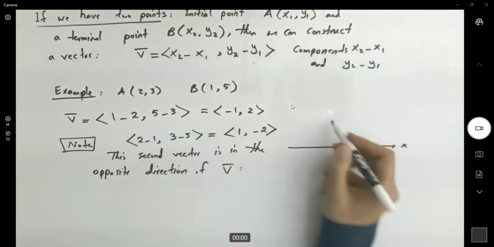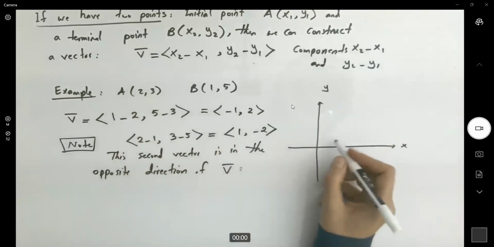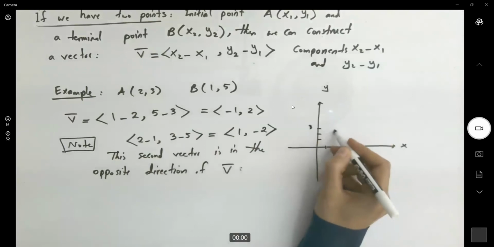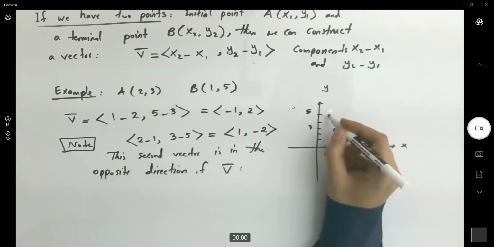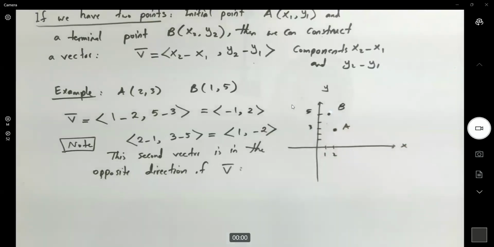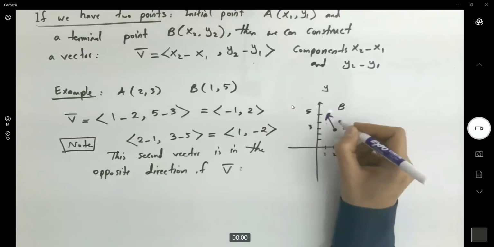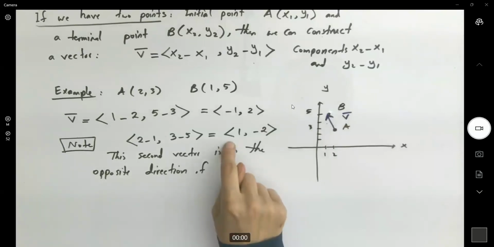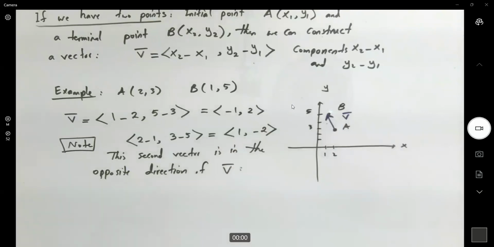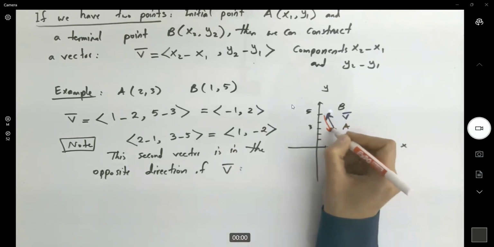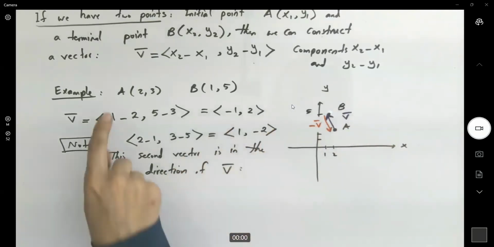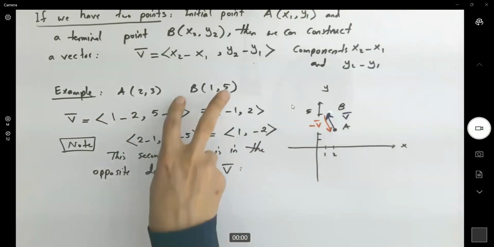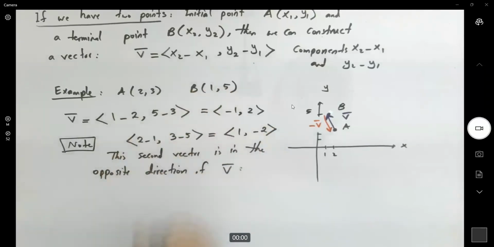Take a look at this. We have x, we have y, 2 and 3, initial point, my a, and b is 1 and 5. This is my terminal point. So vector v starting from a going to b. This is my vector v. And this vector 1 and -2 is going to be in the opposite direction. This is -v. That's the difference between these two vectors. So please make sure when you're constructing your vector, you use the second coordinates first. Otherwise, you get a vector which is in the opposite direction and your answer is wrong.